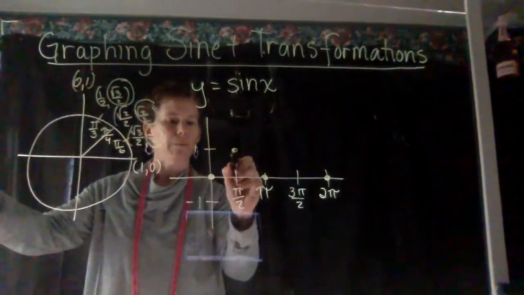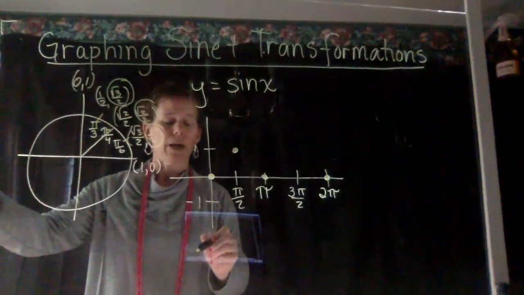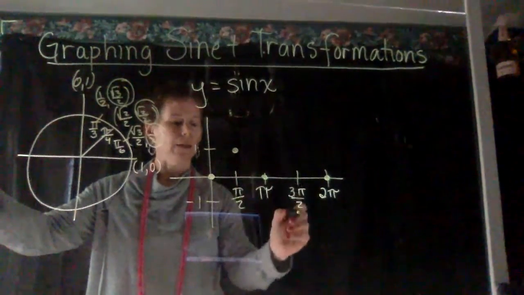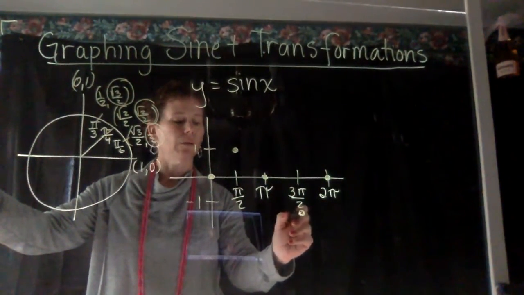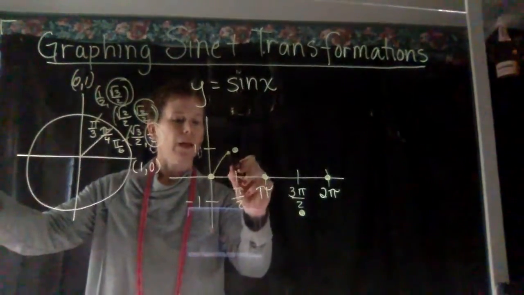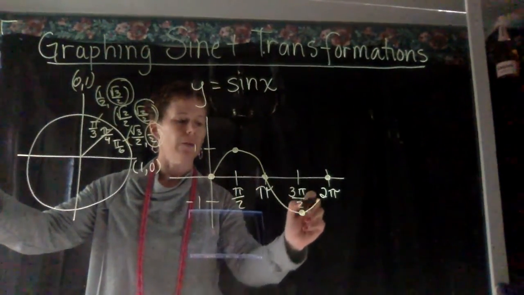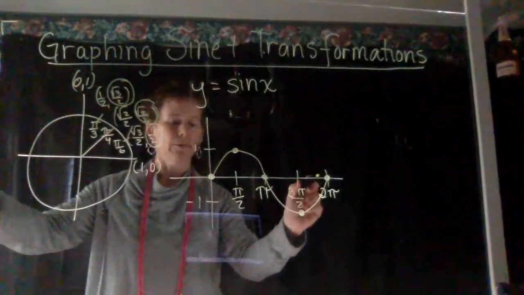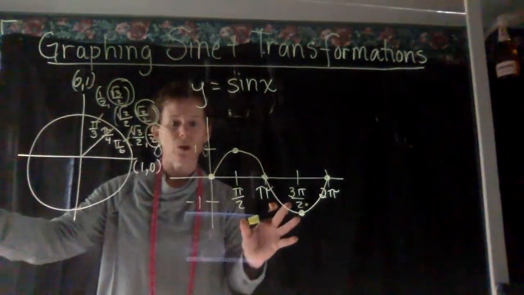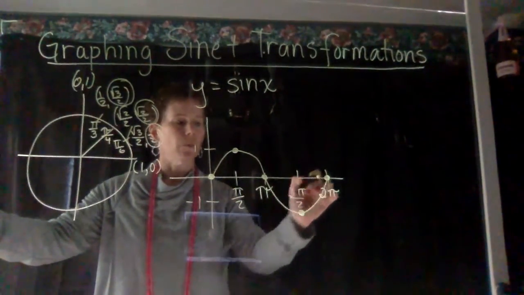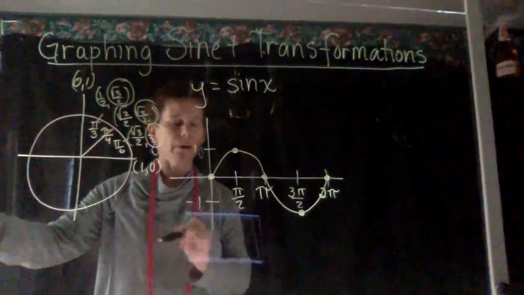So I'm up here at my maximum of pi over 2 comma 1, and then at 3 pi over 2, I'm at my minimum. I'm going to connect those 5 key points with a smooth curve. Please remember that this is just one cycle. This would continue on, it would continue backwards.